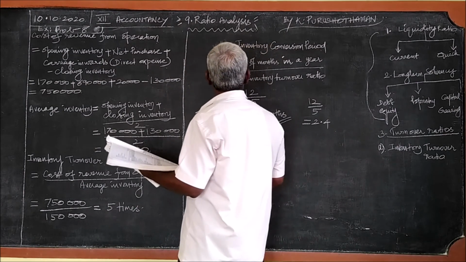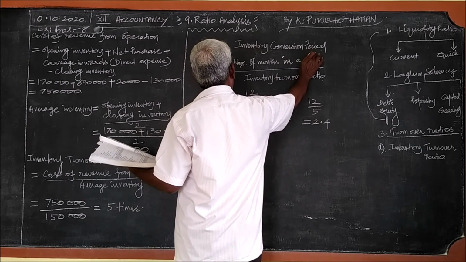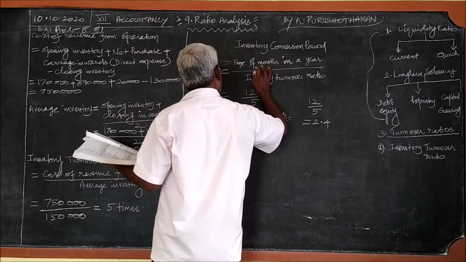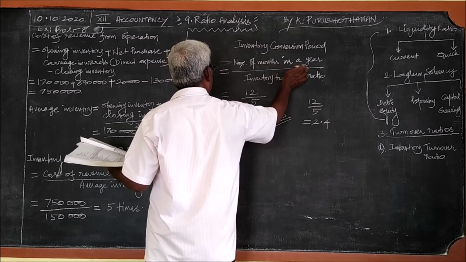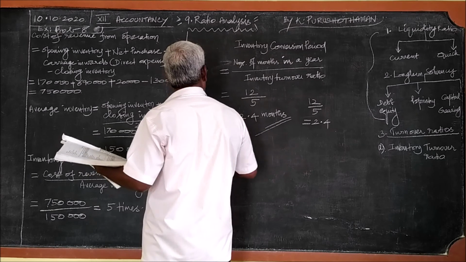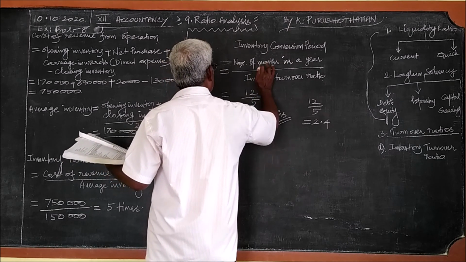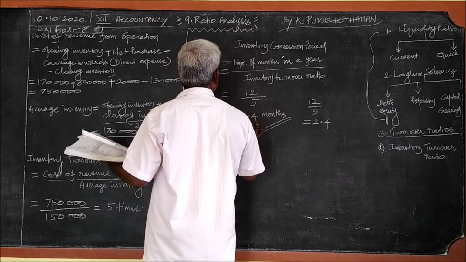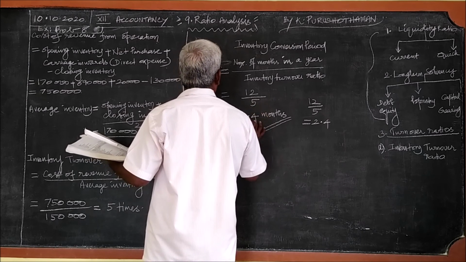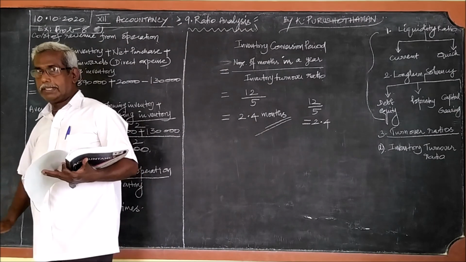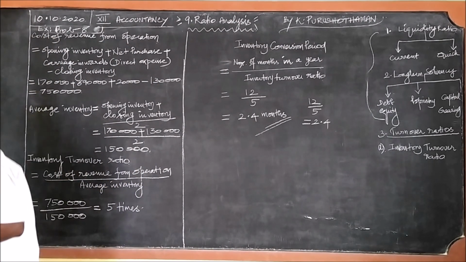So come to the next question, inventory conversion period. If it is for months, number of months. If it is for days, number of days in a year. So number of months 12, inventory turnover ratio 5. If it is number of days, 365 by 5. You can divide and write the answer in terms of days. That's all.